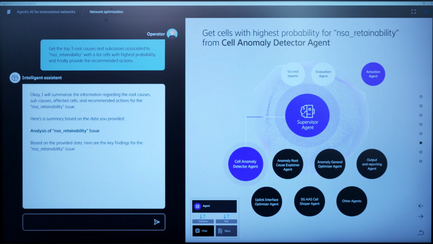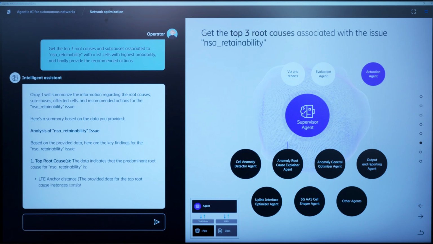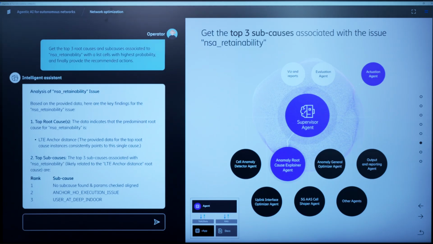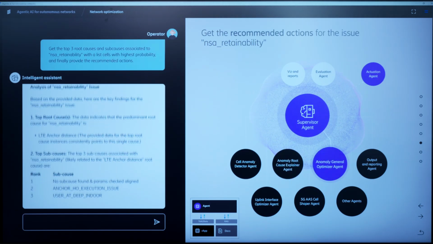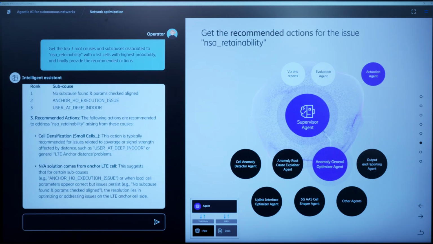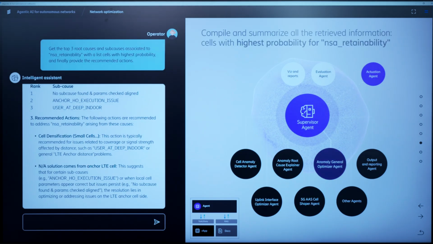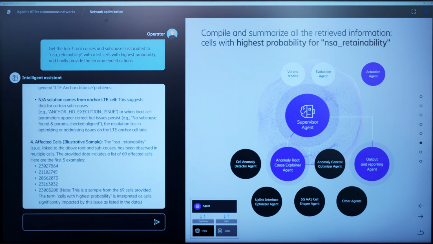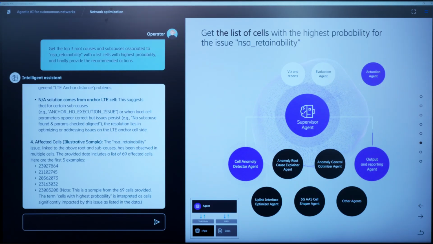So the system here, again, the supervisor agent takes the ask, which is now an intent. The reasoning is done by the supervisor agent, and it's broken down into logical steps. The supervisor agent will reach out to the individual agents where the information can come from. It starts with the cell anomaly detector, moving to the root cause explainer, getting the recommendation from the optimization, and that's exactly what we call the orchestration between the different agents. And then we get the information.